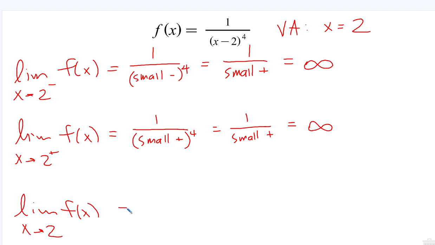And therefore, since the left-hand limit and the right-hand limit were both infinity, we can then say that the 2-sided limit is also equal to infinity. Even though technically none of these 3 limits exist, we're just going to use infinity to sort of give us an idea of how the function behaves.